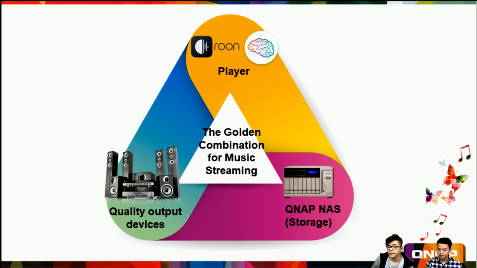So we can see from here it's a golden triangle. We have a good NAS to store all of your songs and provide you good enough safety and storage capacity, with RAID, backup, and snapshot, so that you don't have to worry about any of your songs getting lost. Then we have good software you can download from our App Center, Roon, which can provide multiple pieces of information for each song you choose, and of course a good image while you are listening to the music, and the user interface is also very friendly for everyone to use. Of course, don't forget the grouping function, so you can arrange all the speakers into one group. And then the other part is the quality output devices.